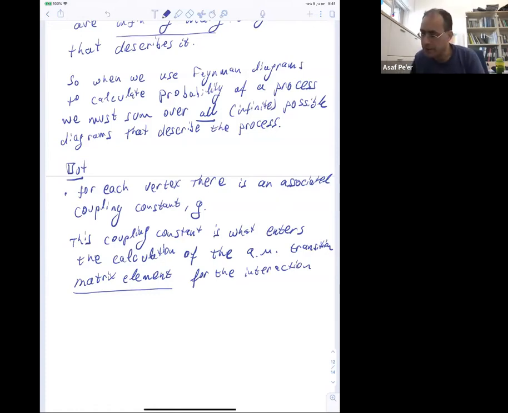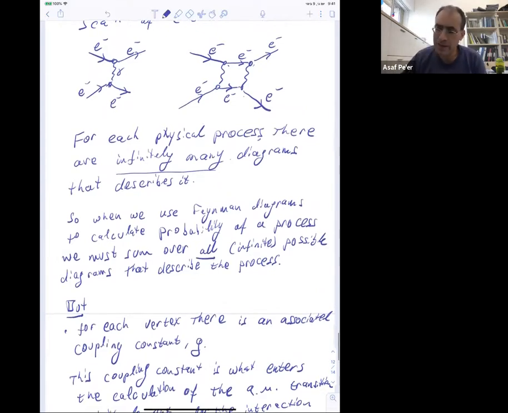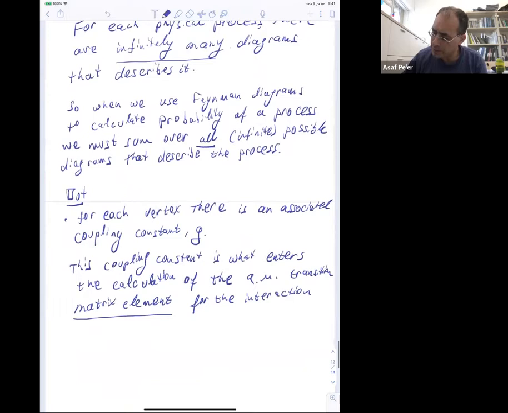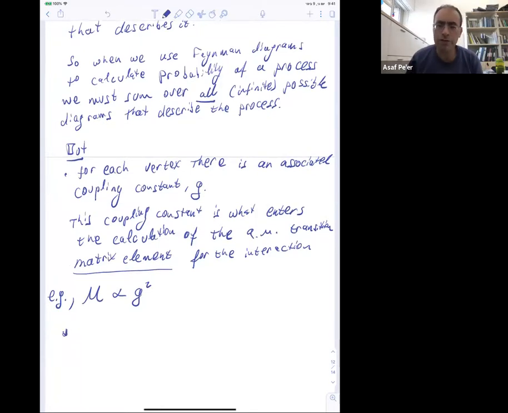So for example, the diagram on the left-hand side contains two factors of G. So the matrix element, which is normally denoted by funny M, is proportional to G squared. And the interaction probability is proportional to the transition matrix element squared.